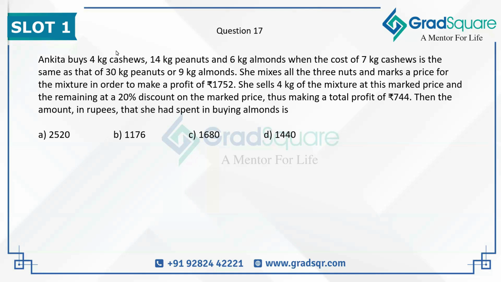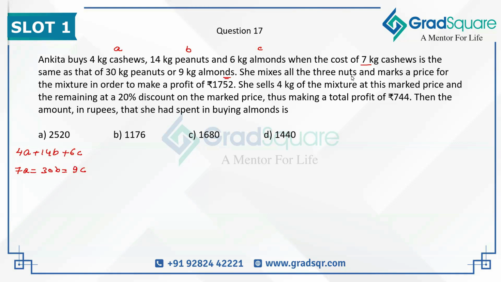So let's say cashew is costing you A rupees per kg, peanuts is costing you B rupees per kg, and almond is costing you C rupees per kg. So if you look at the entire transaction, the total cost price would be 4A plus 14B plus 6C. This will be the total cost. When the cost of 7 kgs of cashews is the same, that means 7A is equal to 30B is equal to 9C. That's the equation that I have till this point in time.